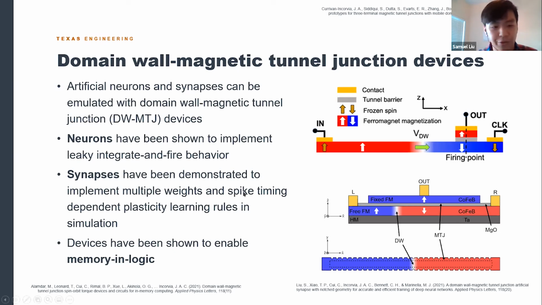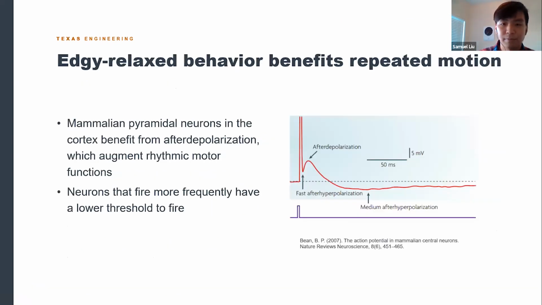And here I'm going to introduce some more advanced biologically inspired functions for inference optimization. So in some biological neurons, like mammalian pyramidal neurons that are related to rhythmic motor functions, there's a period of time after a neuron fires where the firing threshold is lower, shown in the hump in the figure here, called after depolarization, which makes the neuron edgy. So we can use this idea to introduce neuron-based inference optimization for particular data sets.